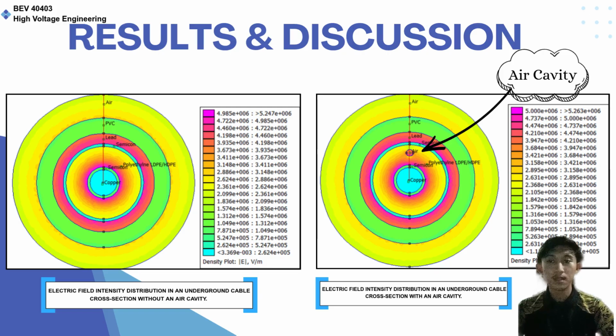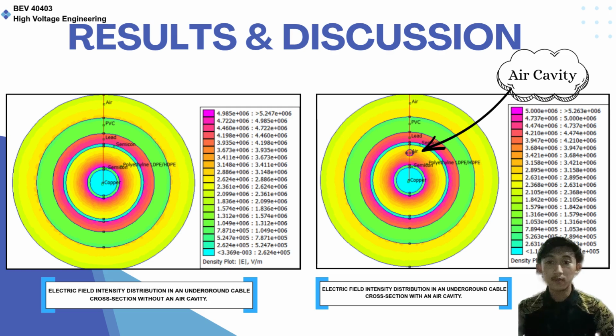If we look at the first figure on the left, this represents our baseline model. Here, the electric field is uniformly distributed across the cable insulation layer. The color transition is smooth, meaning the dielectric stress is well managed under normal operating conditions.